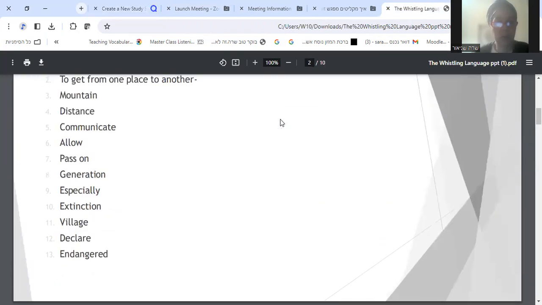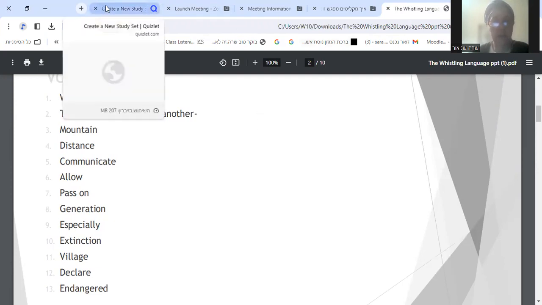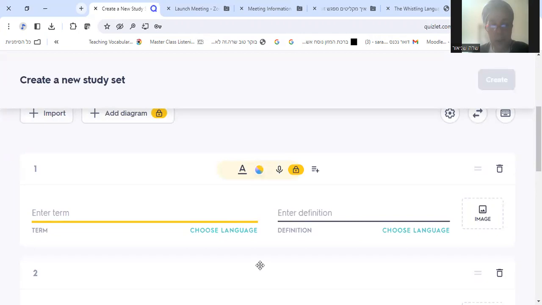אז יש לנו פה whistle, ו-to get from one place to another place. מה זה? אני רוצה stop share רגע, אני חושבת שאתם לא איתי במסך. I will do share screen again. Here I am.